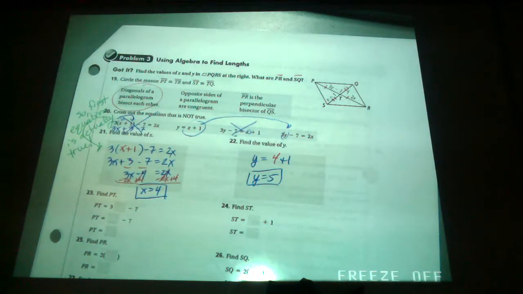What'd you get for y? Everybody, what'd you get? 5. There you go. So that's the easier equation to plug it into. You could have plugged it into the other one, but that one's the least amount of work.